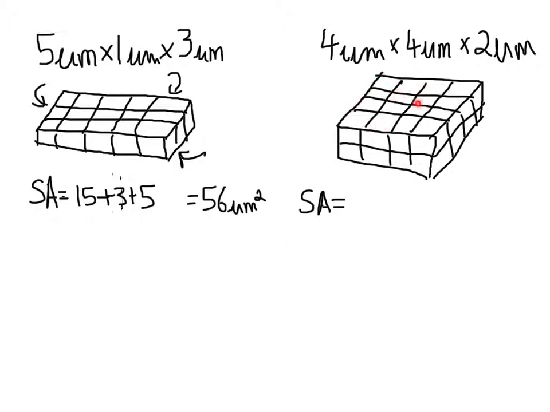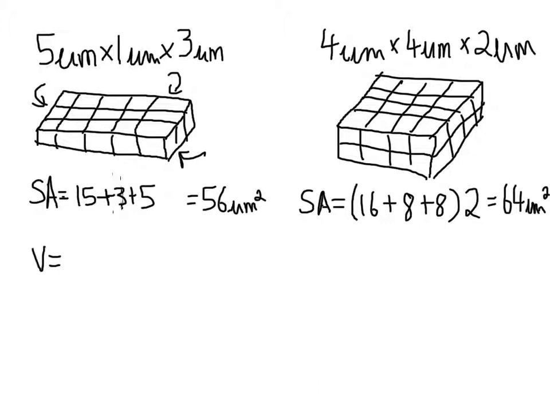Meanwhile, the top of this prism has a 4 by 4, or 16 micrometers squared, surface. This side has 8, as does this side. Multiply by 2 for the back sides and the bottom, and you have a surface area of 64 micrometers squared. So far, it looks like this cell is winning because it has a larger surface area to feed itself than this cell does. However, how much volume do they have to feed?